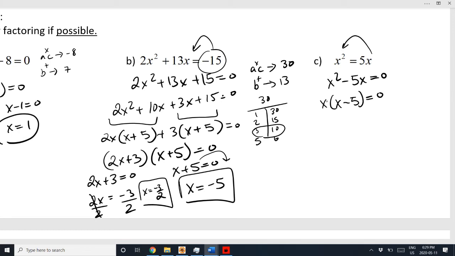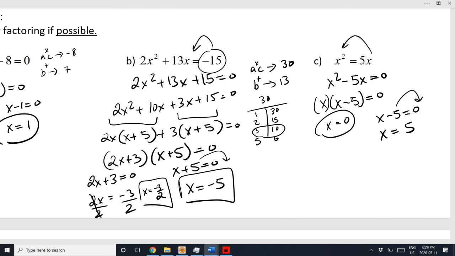So now we're going to look at both of our factor brackets. We have x is equal to 0, or x minus 5 is equal to 0. And we'll just move this over to the other side. X is equal to positive 5.